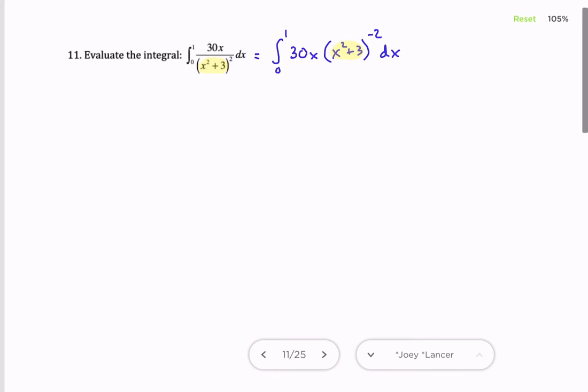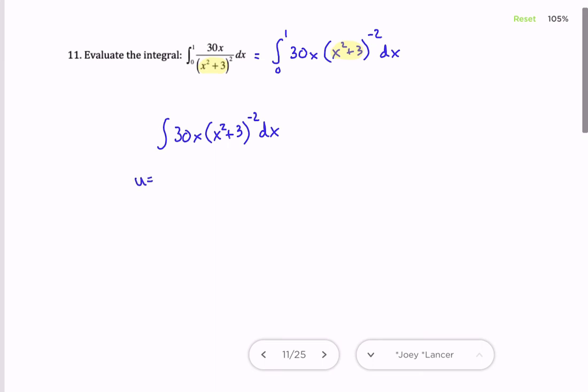First, really all I want to do is find the indefinite integral, and then we'll come back and apply the definite integral in a second. So this is 30x times the quantity x squared plus 3 to the negative 2 power with respect to x. So let's do this first.